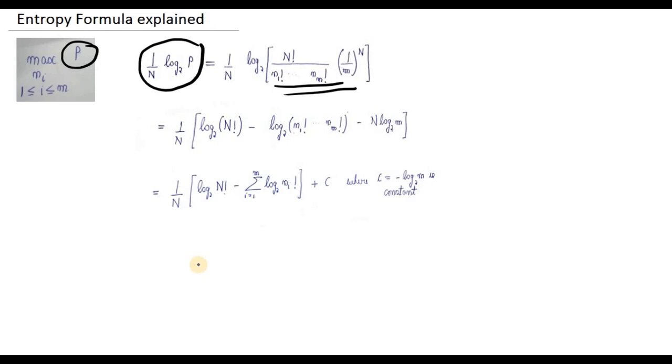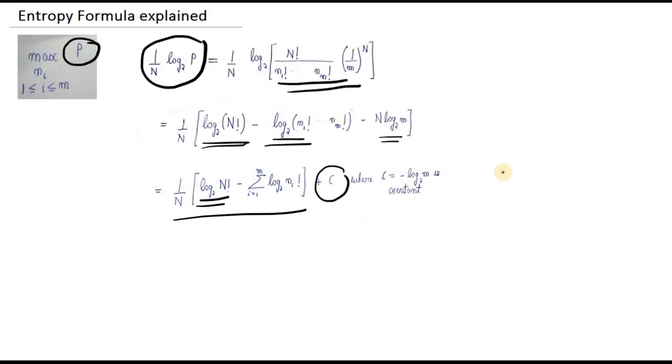We will just apply the properties of logarithms. For example, log of a into b was decomposed into log a plus log b, and then log of a upon b was decomposed into log a minus log b, and this is again a logarithm property. And solving a bit further, we get this. C is going to be a constant. We could eliminate it while calculating the optimization function, but we will allow C to stay as it is over here, and we will eliminate this term further down the calculation.